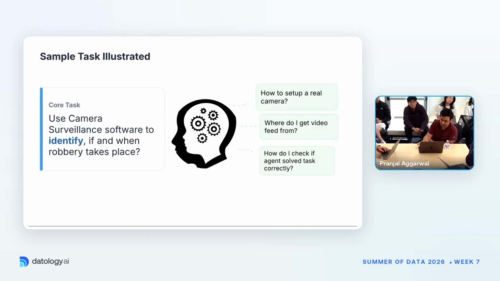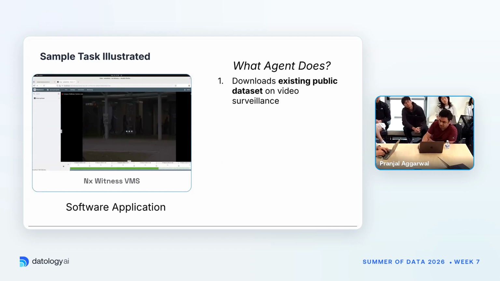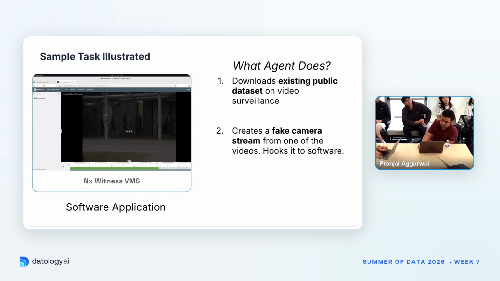So for this specific task, this is how it works. We have this software called NX Witness VMS. The model downloaded it and everything. Then it downloads an existing public dataset on video surveillance, some academic dataset. It creates a fake camera stream, basically a digital driver that takes the video and injects it into the software as if it's a live stream.